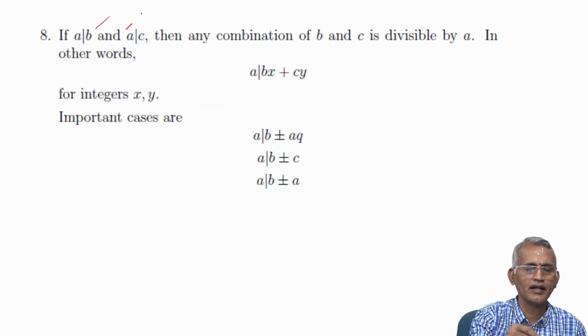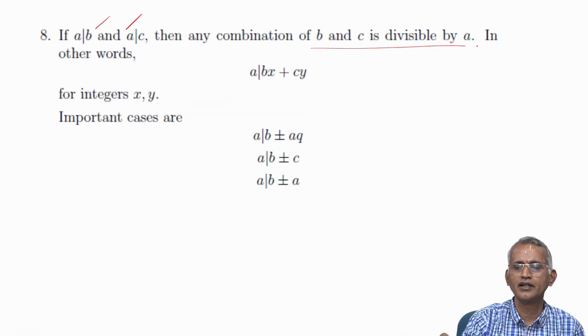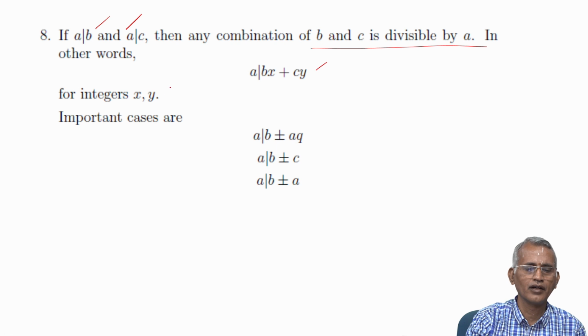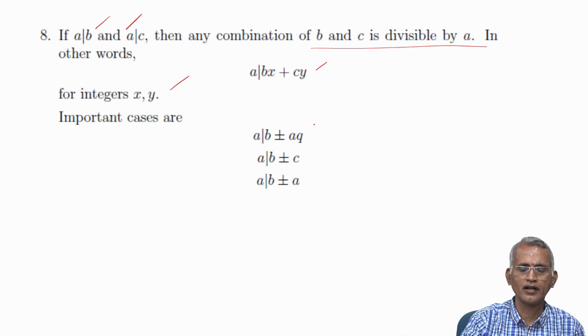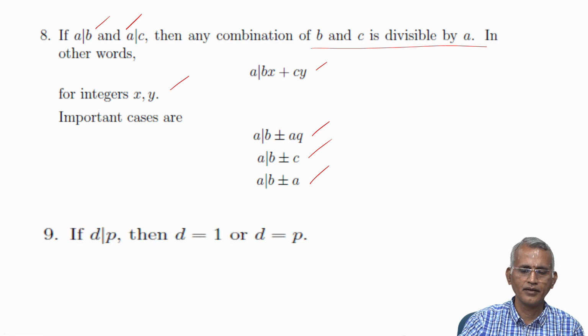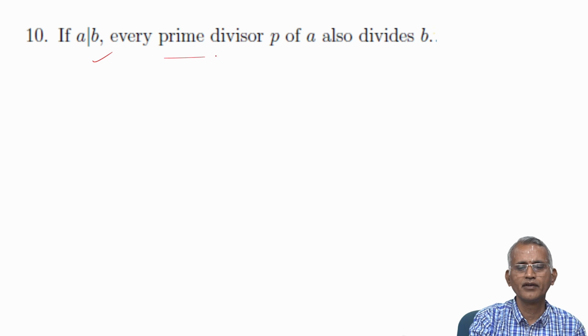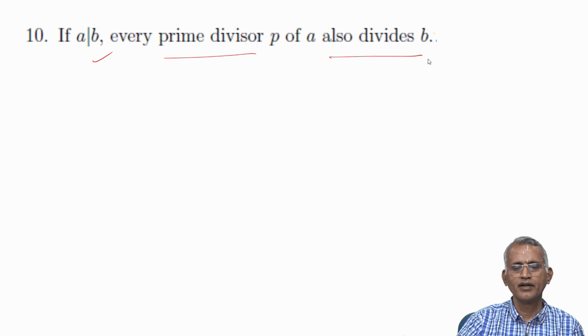If A divides B and A divides C, then any combination of B and C is divisible by A, that is, A divides Bx plus Cy for integers x and y. The important cases are A divides B plus or minus AQ, A divides B plus or minus C, and A divides B plus or minus A. If D divides P, where P is prime, then D equals 1 or D equals P. If A divides B, every prime divisor P of A also divides B.